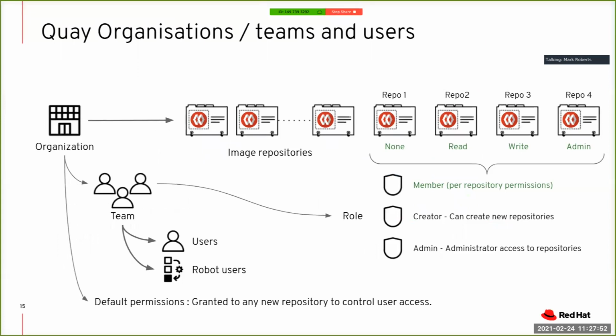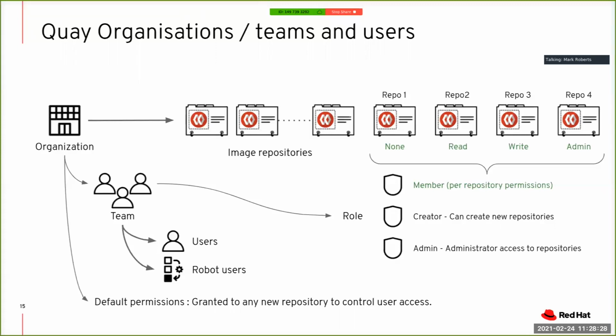Let's talk about organizations and teams and users. Now, Quay has the notion of an organization. And the organization contains a number of image repositories that it manages. Each image repository contains one image, but it's multiple versions of that image. We identify those multiple versions using tags. So when we look at an image repository within there, we see the list of tags that it contains. And each of those tags refers to a different version of the image.